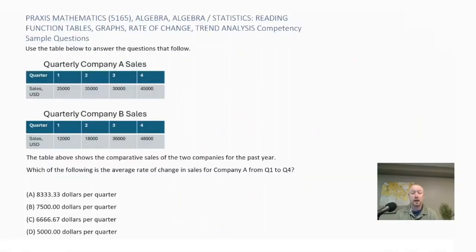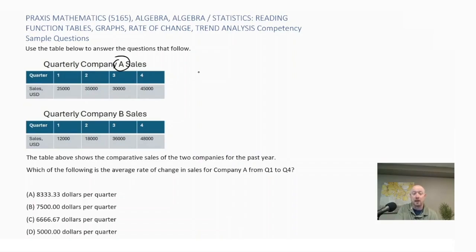$21,870. The table above shows the comparative sales of the two companies for the past year. Which of the following is the average rate of change in sales from company A from Q1 to Q4? All right, so we're looking at company A only. So average rate of change is what we're finding here.